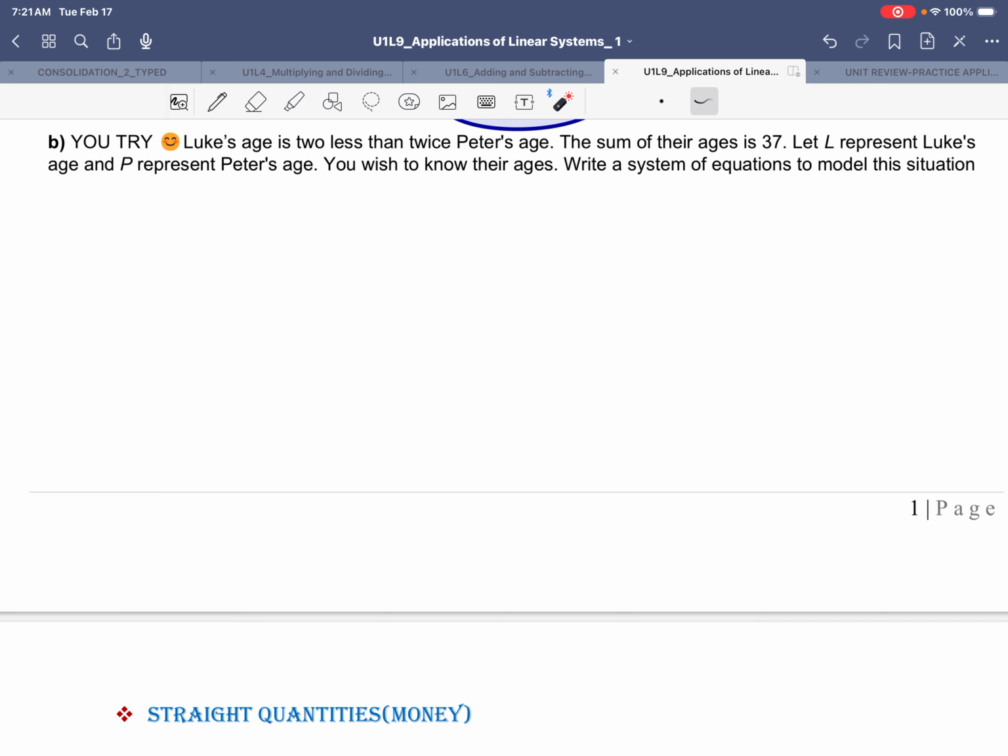So I read the problem the first time, and I understand that this question is about finding the ages of 2 people, Luke and Peter. Now this time we are given the let statement, so L is going to be Luke's age, and P will be Peter's age.